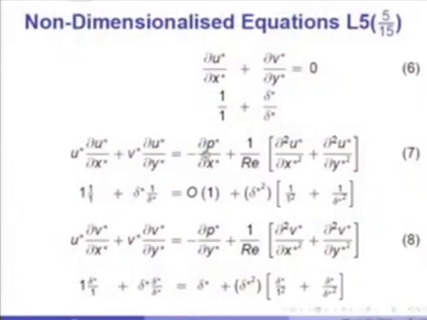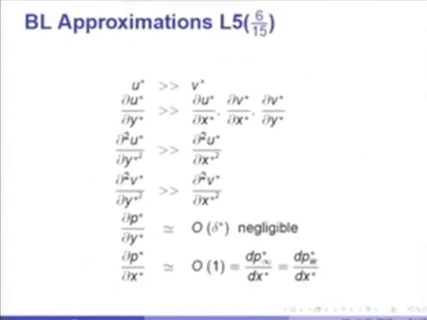The conclusion from this slide is each term in this equation is of order 1, therefore retained. Each term in this equation is of order 1. The only term which is not is this term, the second derivative in x direction, and therefore ignore. Each term in this equation is of order delta star, and therefore the equation as a whole is neglected. You will then see the boundary layer approximations that emerge.